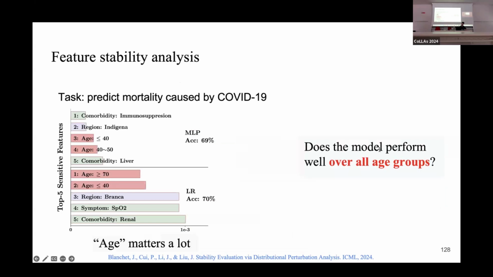And also, in another example of COVID-19 prediction, we find that both models are sensitive to some age features. And this reminds us to think about whether these models perform well over all age groups. Because if a model is sensitive to an age feature, it means that if we slightly modify the age, maybe our model will perform very differently.